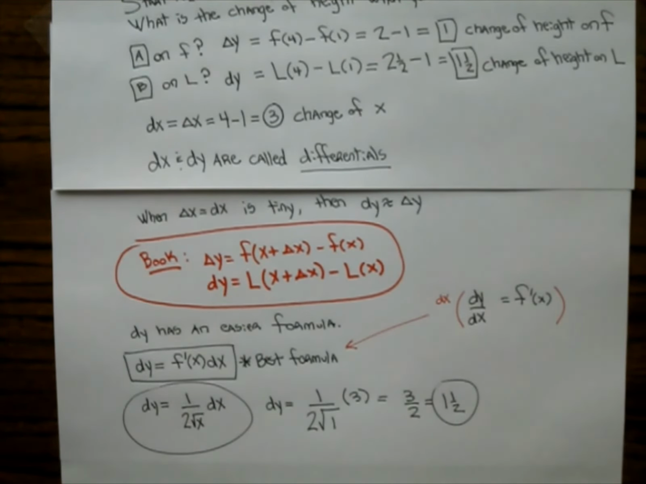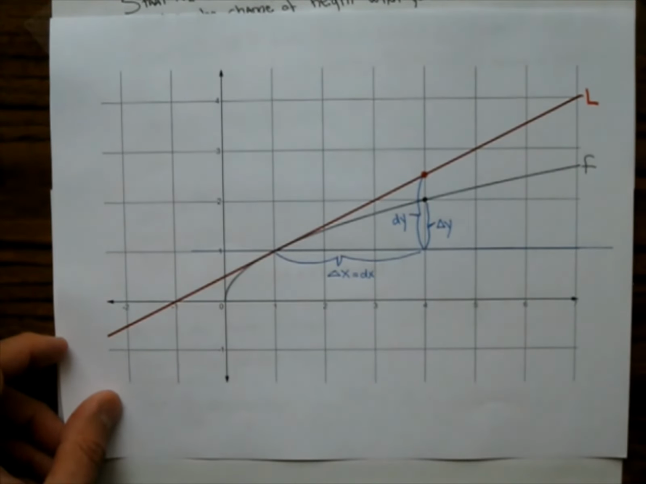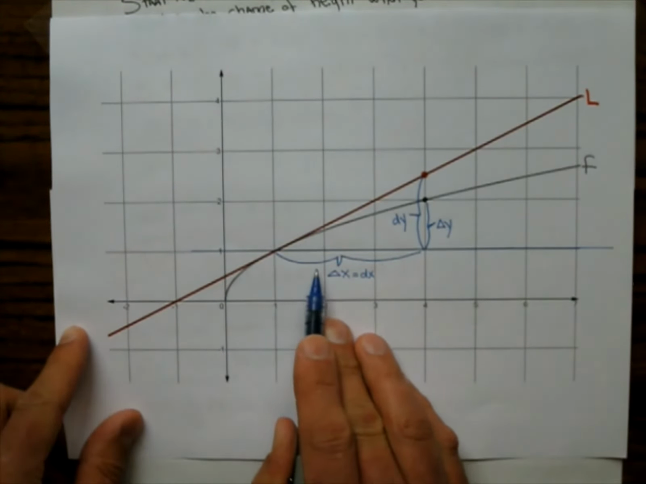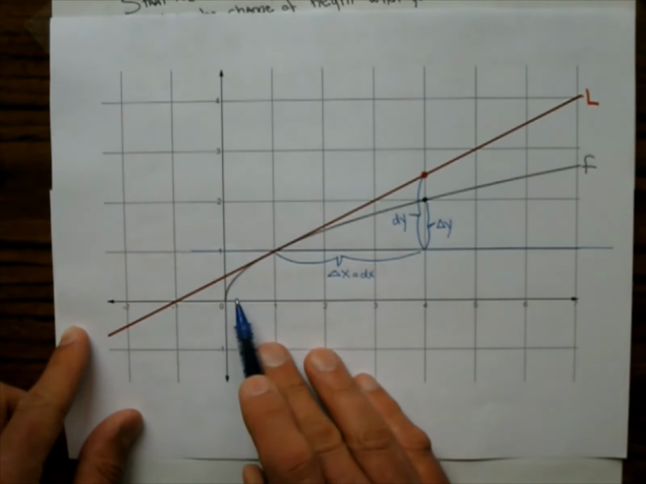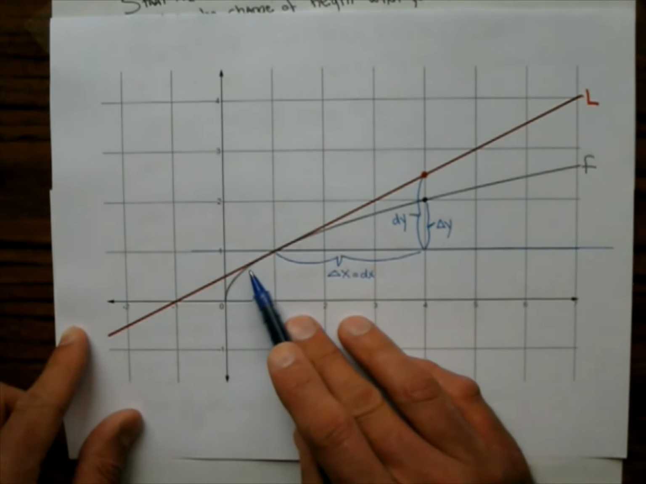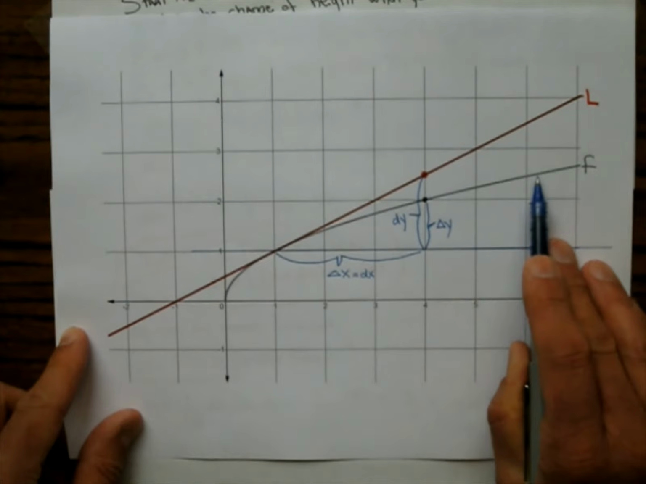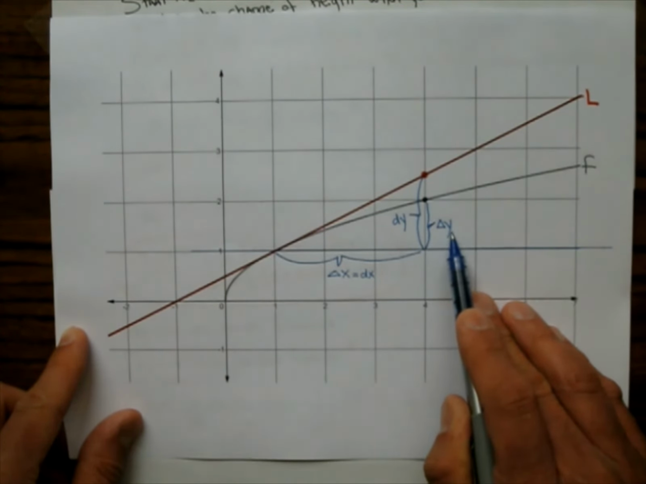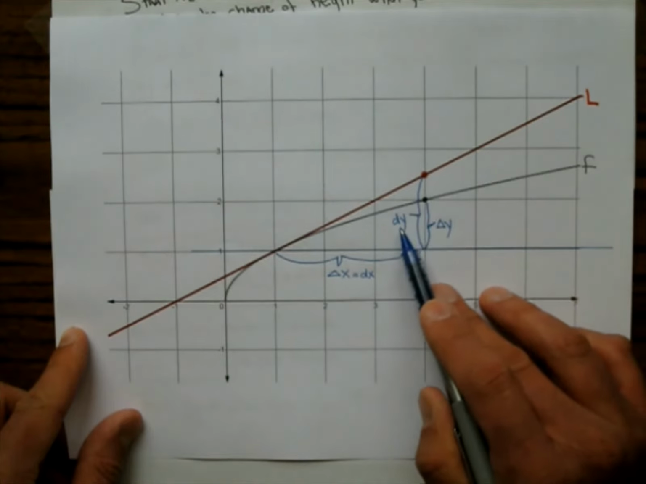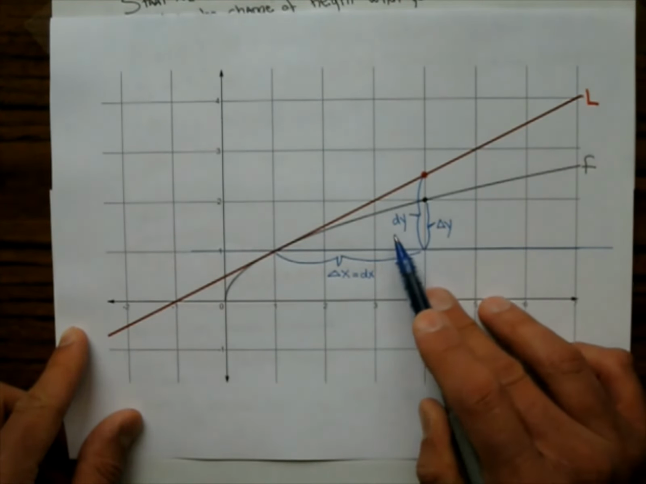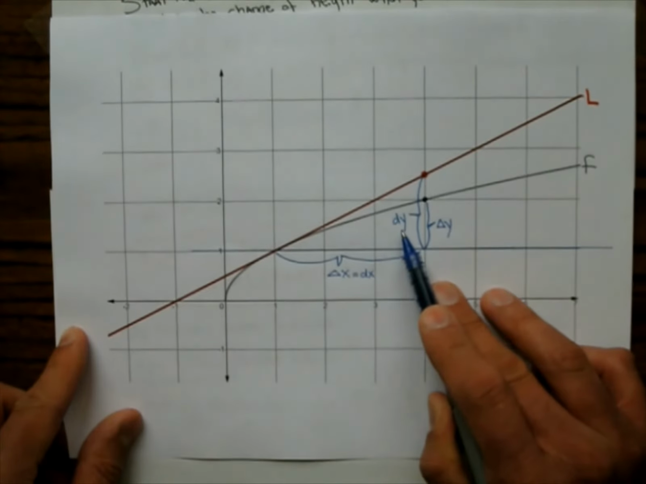Okay, now let's take a look at the picture here. Not that they'll be asking you to draw the picture. The picture on this looks like this. Here's our change of x, which happens to be 3, delta x equals dx. And then in terms of the change in height on the graph of f, the original graph, that is called delta y. And the change of height on the linear approximation is called dy. And we try to approximate delta y by using something that we call dy.